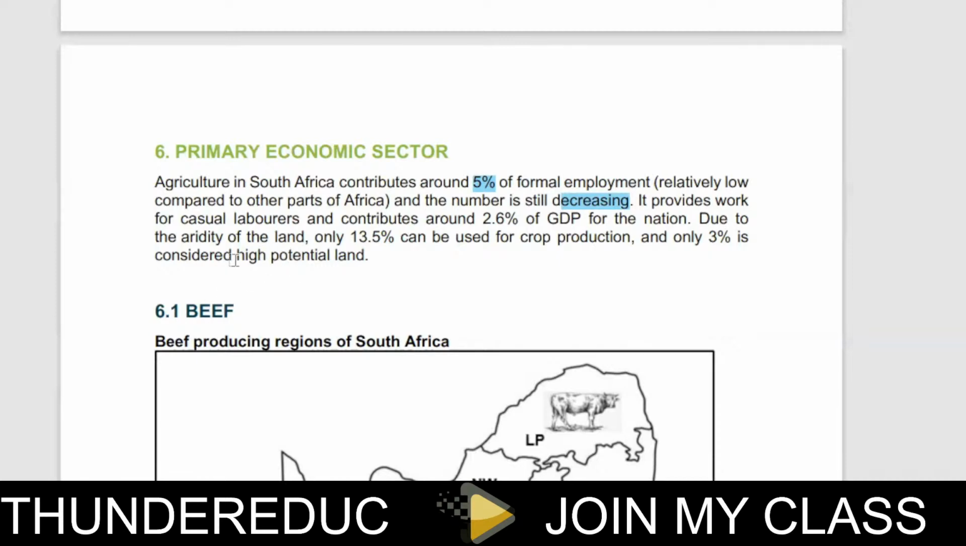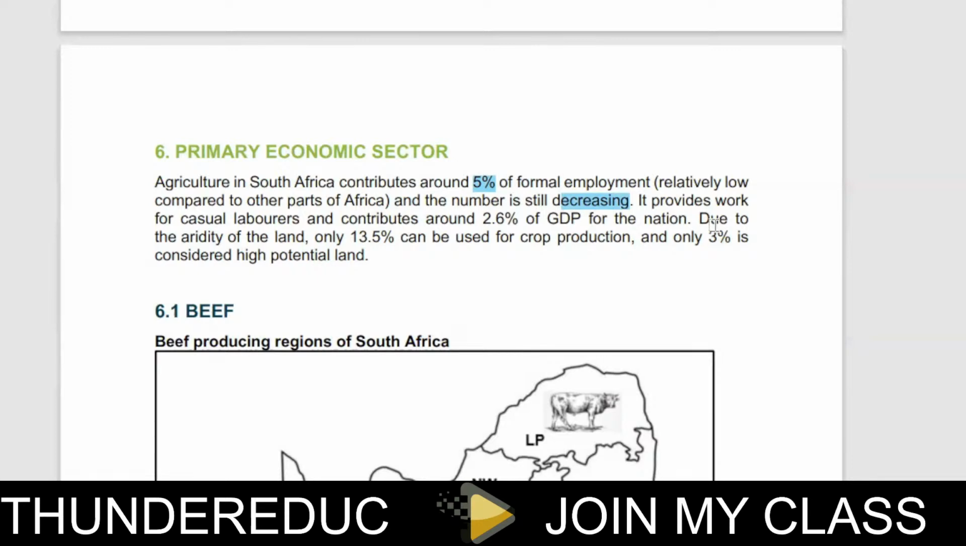So whoever is educated wants to go and work for someone else. Okay, so it provides work for casual laborers and contributes about 2.6% of the GDP for the nation. Due to the aridity of the land, only 13.5 can be used. Can you imagine? Can be used for the production, and only 3% is considered a high potential land.